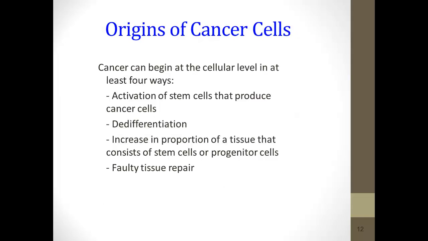Origins of cancer cells. Cancer begins at the cellular level, and usually in one of four ways. There is activation of the stem cell. There is this de-differentiation of the cell. There's an increase in proportion of tissue that consists of stem cells and these progenitor cells, or there is faulty tissue repair.